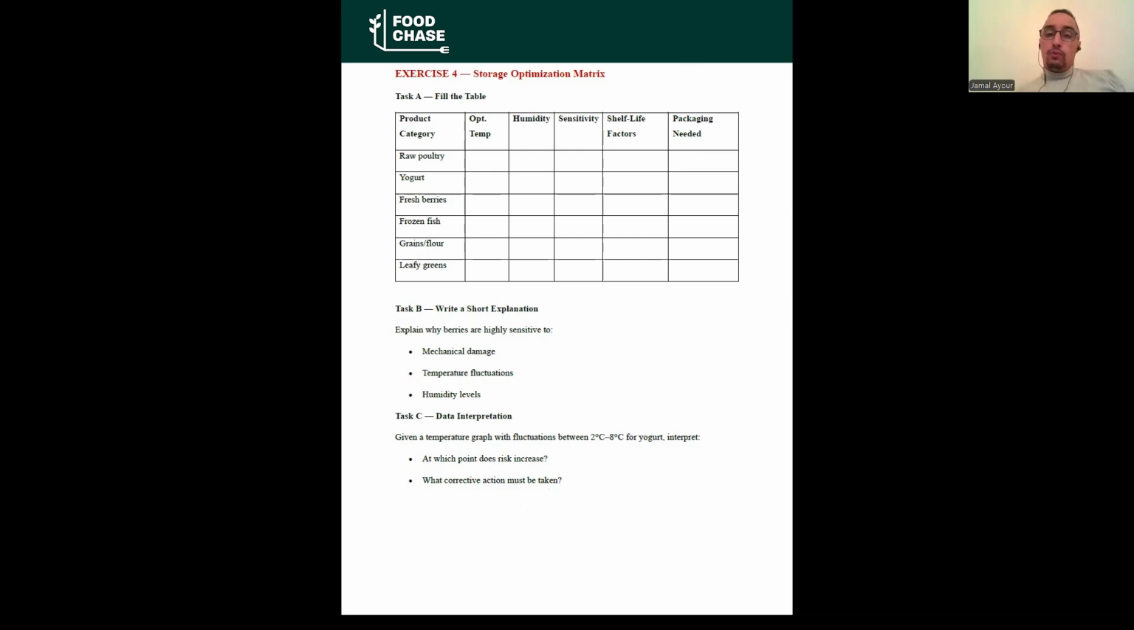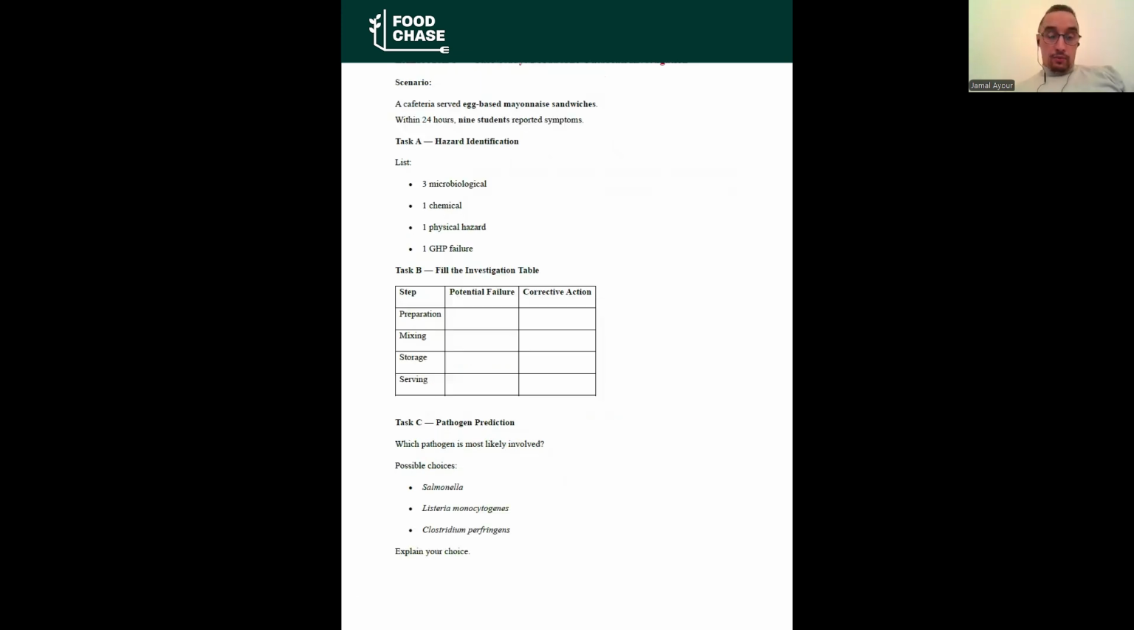With this difference of temperature between 2 degrees and 8 degrees for a yogurt, what corrective action must be taken for this situation? The objective is to propose an action, for example, calibrate the cooler, isolate the affected batch, as a solution. This is for exercise number 4.